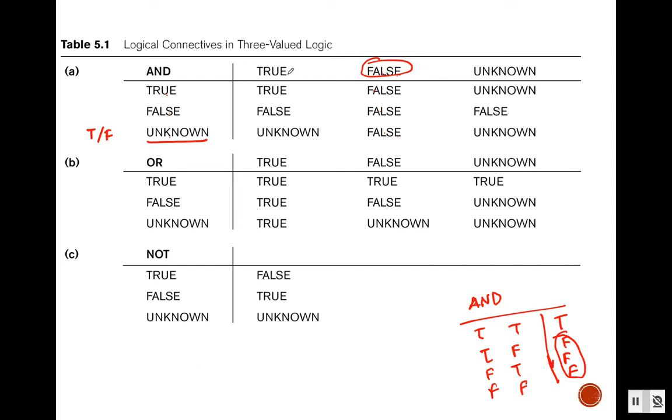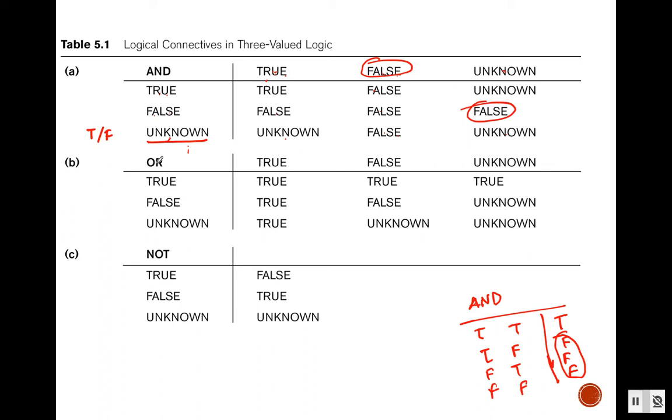Now AND operation with true. True and true is true, we know that. True and false is going to be false, but true and unknown is going to be unknown because we do not know whether it is true or false. If it is true, it will be true. If it is false, it will be false. But it is unknown, so it will be unknown. Now unknown and true will be unknown. Unknown and unknown, obviously, will be unknown. And unknown and false, any one of them is false, the end result will be false.